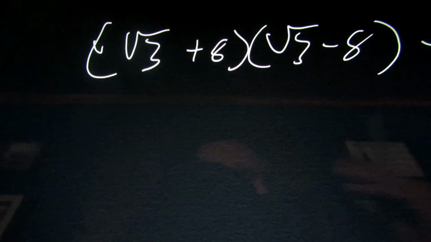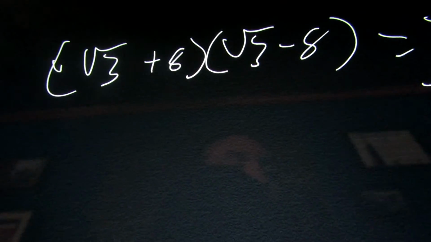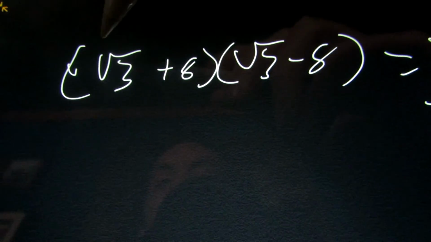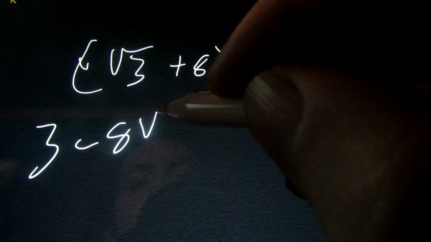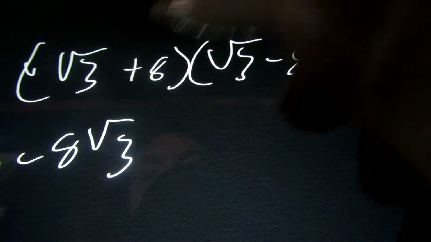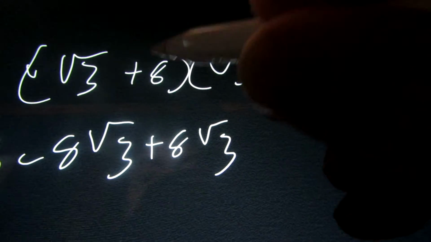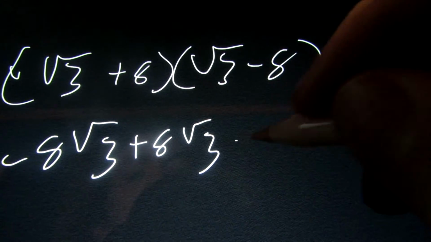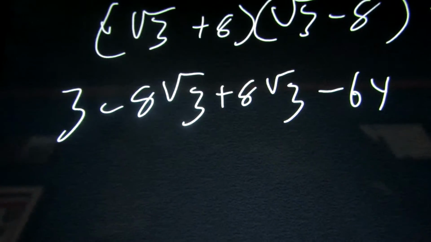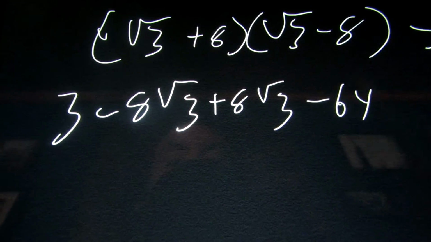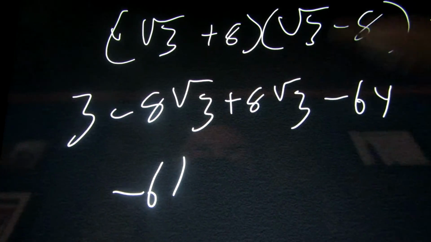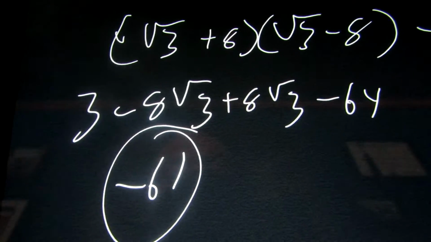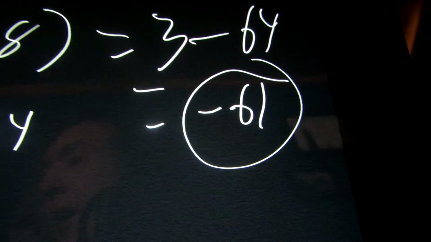But let's say that I'm not noticing the easy way to do something. So I'm going to do it with FOIL. Square root of 3 times square root of 3 is 3. Square root of 3 times negative 8 is minus 8 square root of 3. 8 times square root of 3 is plus 8 square root of 3. 8 times negative 8 is negative 64. If I combine like terms, 3 minus 64 is negative 61. Negative 8 square root of 3 plus 8 square root of 3 is 0. So the answer is negative 61, which I got here as well.